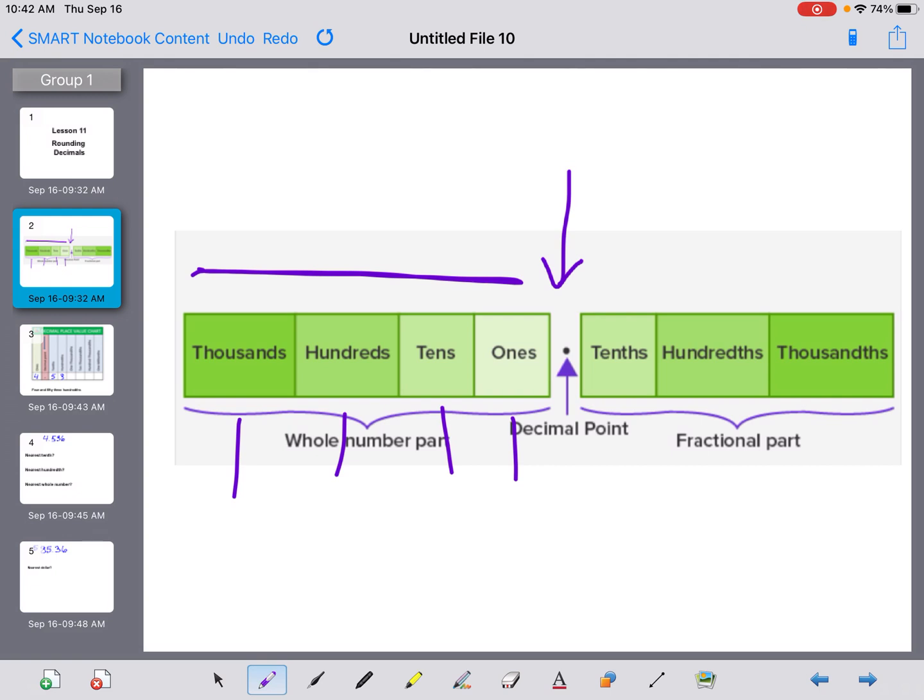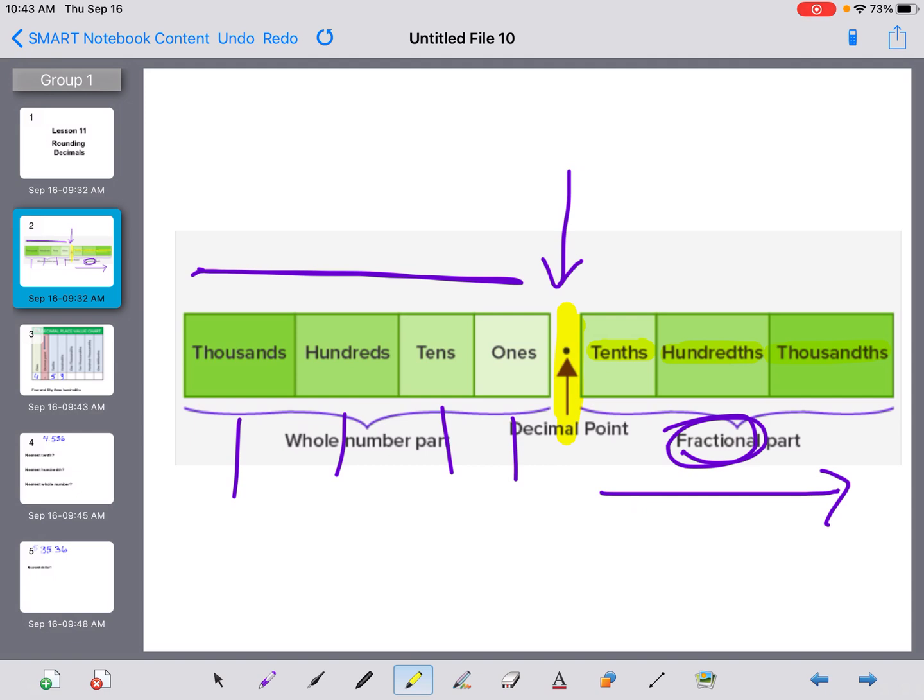Now, when we have a decimal point after the ones place, anything to the right of it is representing a piece of a whole number. So that's why we have here a fractional part. A fraction is really just saying a piece of a whole. Now, notice that on the right-hand side, we have words describing the place value that are very similar to the ones for the whole numbers.